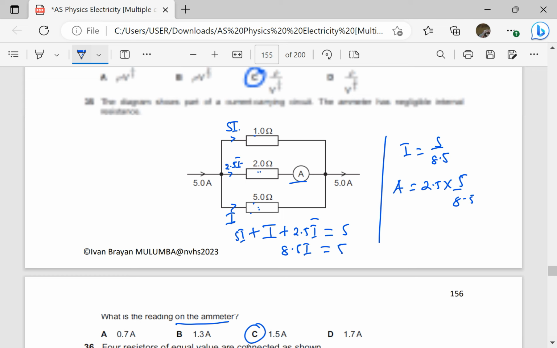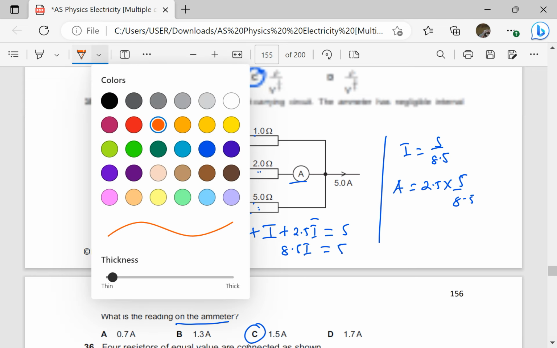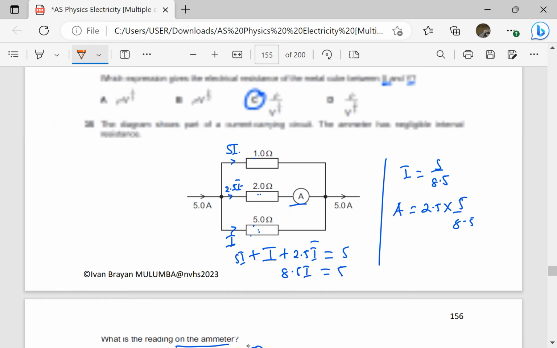I want to use the previous approach. I think there was just a small error. Now I'm using a different color for a different approach. Suppose I say the current here is I, and the current here will therefore be twice I. Therefore, if the current here is I, the current here is going to be 1 over 2I, and the current here is supposed to be 1 over 5I.